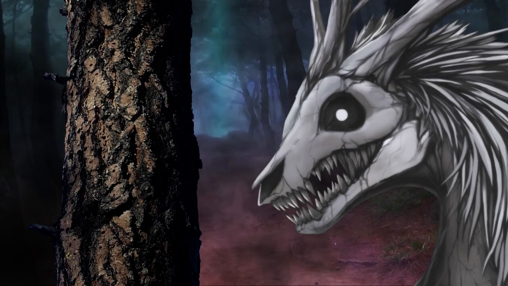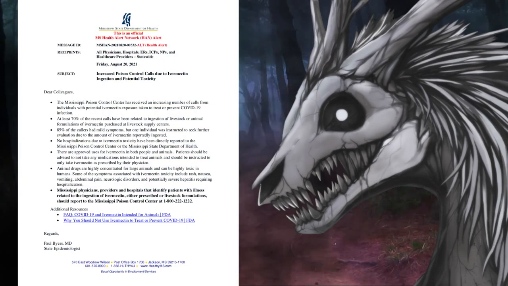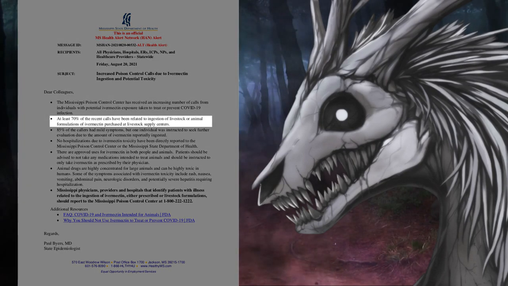In the state of Mississippi, the issue has become so bad the Department of Health issued an official statement about it on August 20th. The document specifically points out that 70% of recent calls to the state's Poison Control Center were related to ingestion of ivermectin intended for animal use.